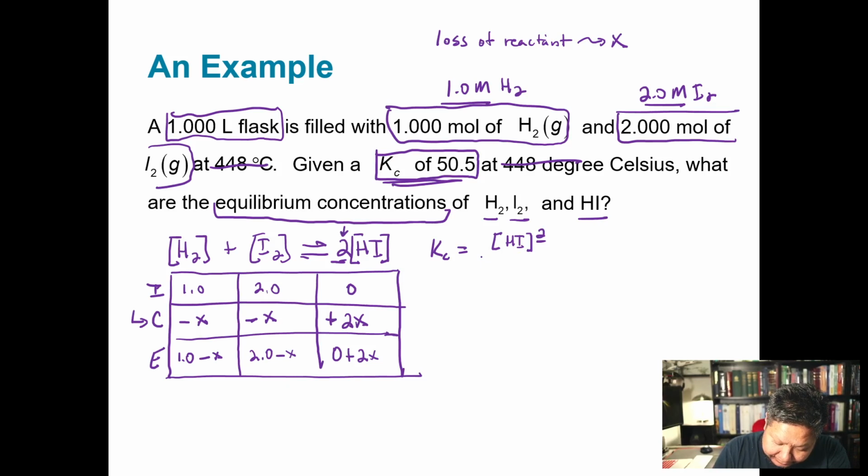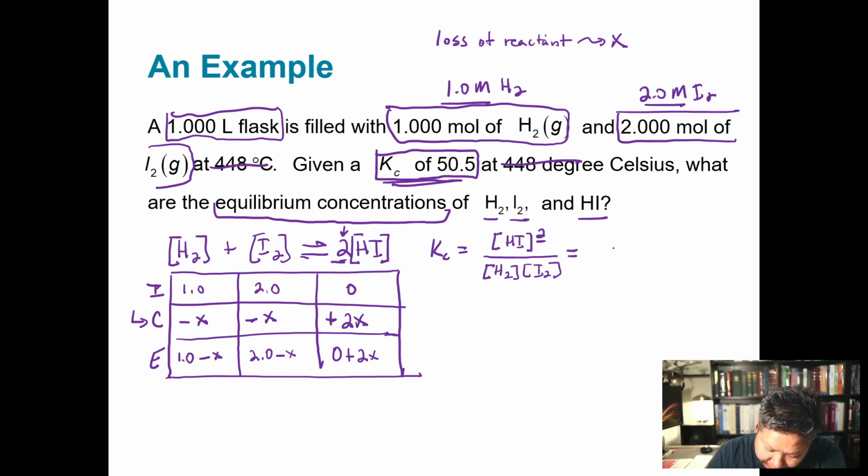All that is divided by the concentration of H2 times the concentration of I2, right? And the great part about this is that we actually have equations or terms from the ICE table that we can plug in to fill in the concentrations for HI, for H2, and I2, right? So let's go ahead and do that.